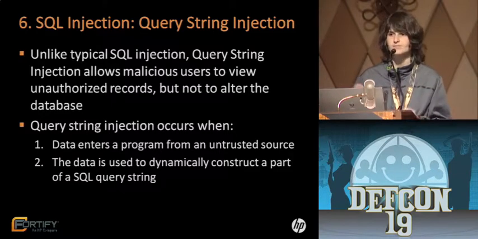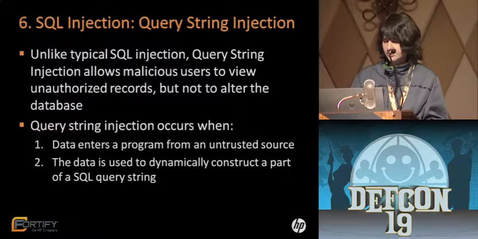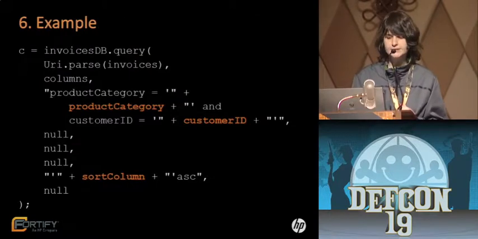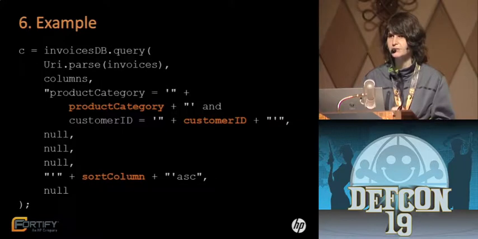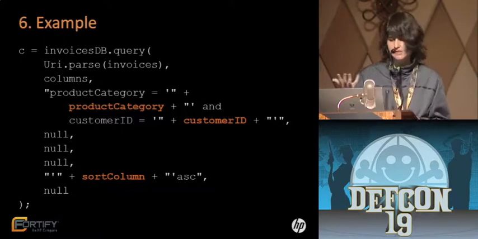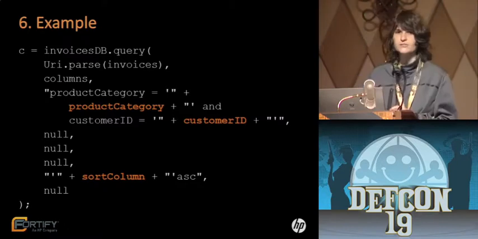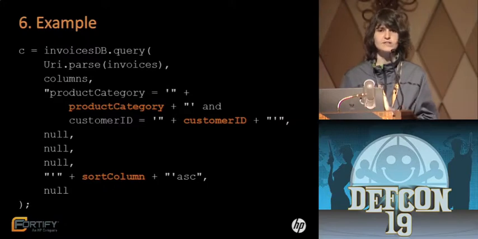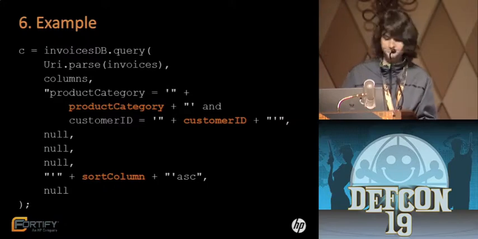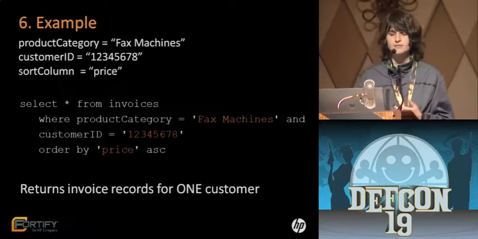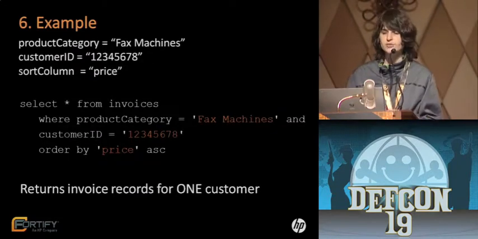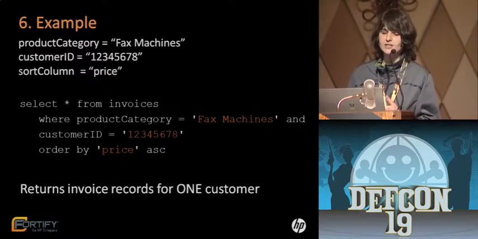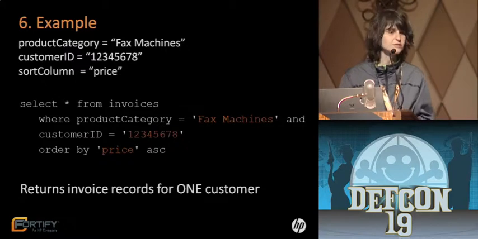And so that's how to differentiate between the two. Here is a specific example. Here is a call to a query API that basically returns invoice records for a product category for a particular customer with a specific customer ID, sorted by the sort column. So if you supply fax machines as the value of product category, 12345678 as the value of customer ID, and price as the value of sort column, then here is what your query is going to look like.